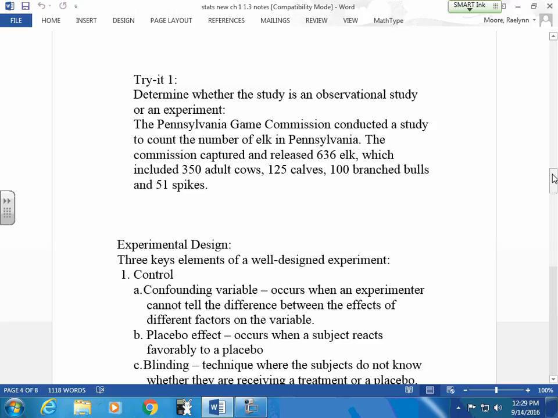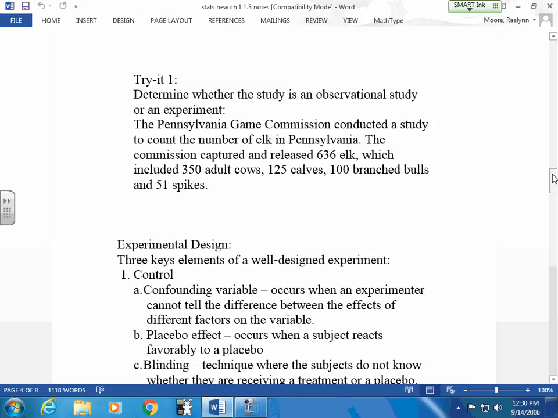What would you call this? Observational or experiment? In an experiment, look for something to be given to them. Look for a control group. Are we giving them anything that's going to affect them?